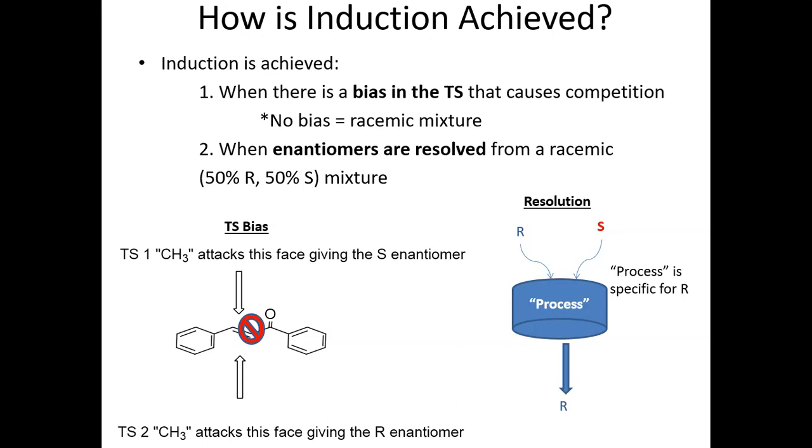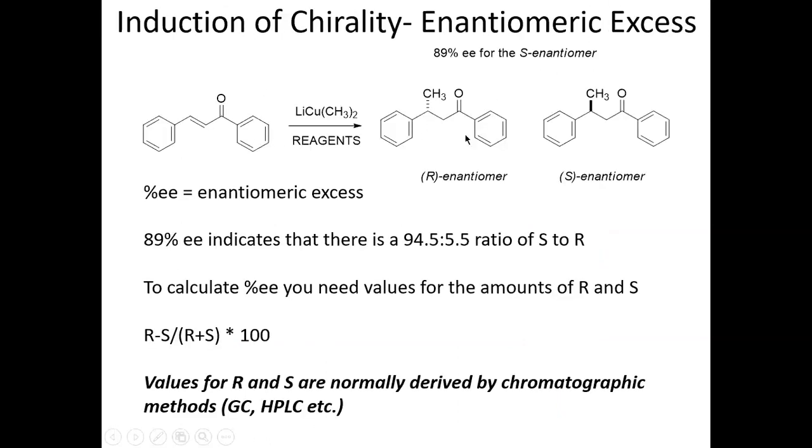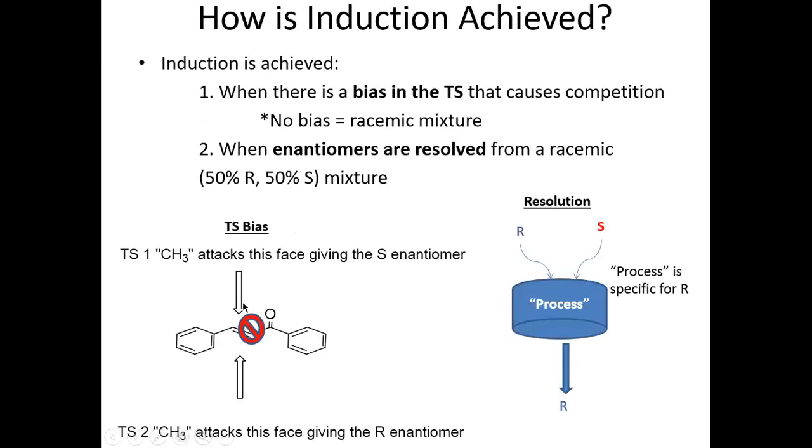So if you take, for instance, the little example shown on the left over here, for the last reaction that we were looking at, you can see here is just a Michael addition, right? So you add in a cuprate, you do a Michael addition at the beta carbon, and these are your two enantiomers. So here, if the methyl group attacks the top face, it's going to give you the S enantiomer. If it attacks the bottom face, it's going to give you the R enantiomer.